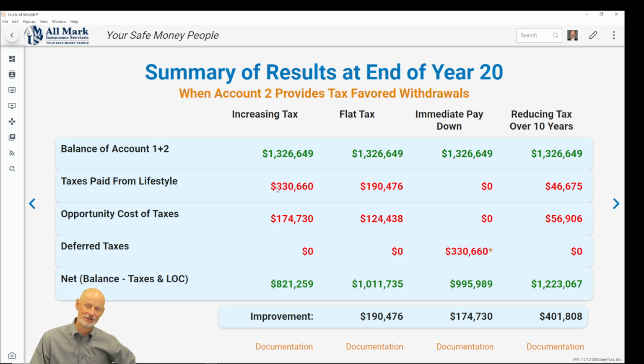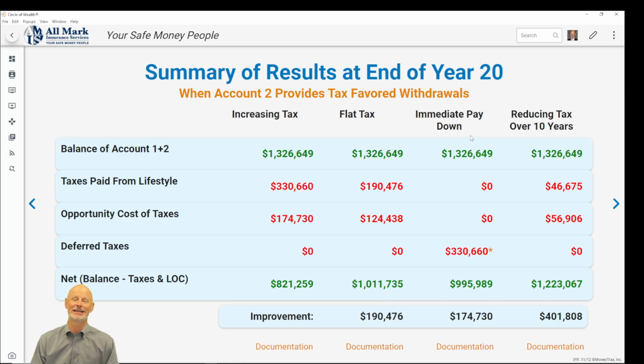So what were the final results? Well, by using the increasing tax, or paying like most people do, simply reaching into their pocket and paying the taxes as we go, our net result was $821,259. On the flat tax, we ended up with a net result of $1,011,735, and that's an improvement of $190,476. Not a bad number over a period of 10 years, about $10,000 a year.